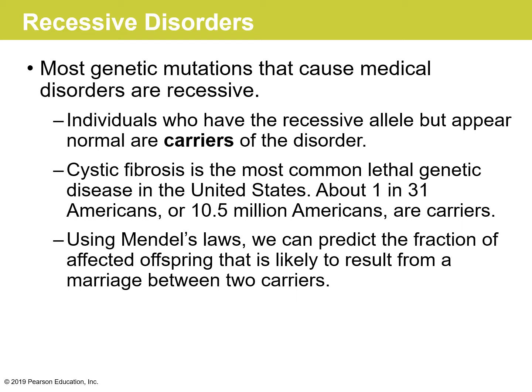Most of these genetic disorders are recessive in nature. So individuals who have the recessive allele but appear to be outwardly normal are known as the carriers of the disorder. The most common example is cystic fibrosis disease, which is a lethal genetic disease. Remember the 2019 drama film Five Feet Apart? It shows the protagonists are both patients of cystic fibrosis. So using Mendel's law, we can predict the fraction or proportion of affected offspring that is likely to result from a marriage between two carriers.